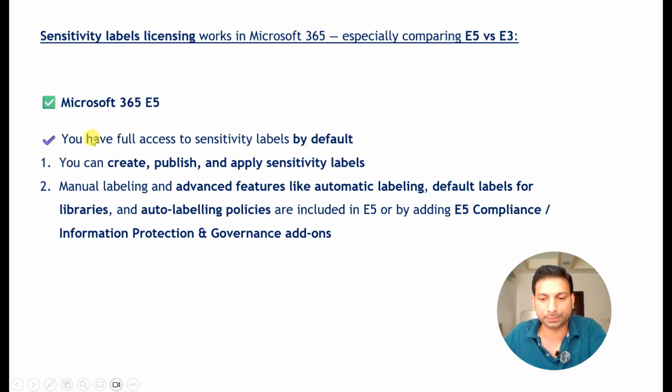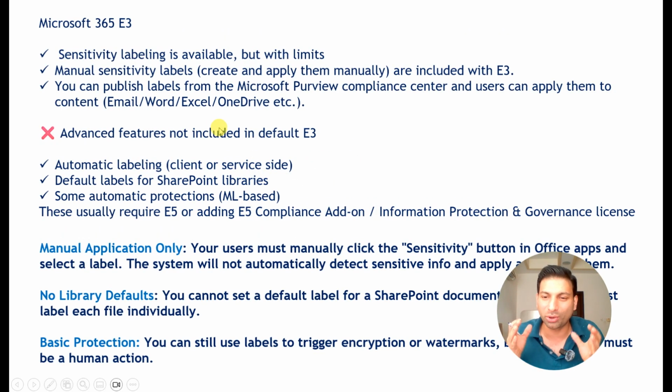When we move to E3, if you have only an E3 license, then sensitivity labels are available but with limits. Manual sensitivity labels are included with E3. You will have to create and apply them manually. You can publish labels from the Microsoft Purview Compliance Center, and users can apply them to content. You have to create and publish those labels.